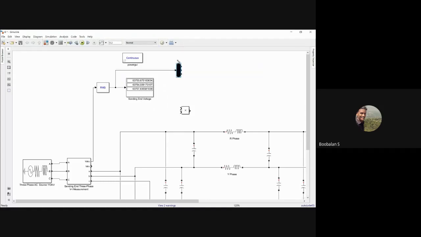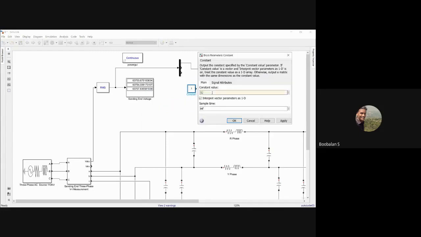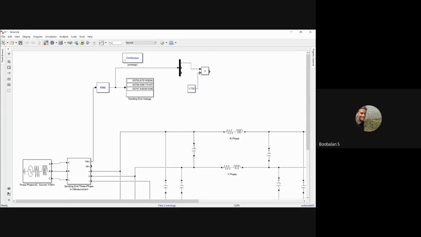I'm going to use only the R phase value, and it should be multiplied by 1.732, that is square root 3. So line voltage into square root 3 will give the total value in kV. So we need to use a constant. The constant value is initialized to 1.732, which is equivalent to square root 3. So square root 3 into VL is called the line voltage.